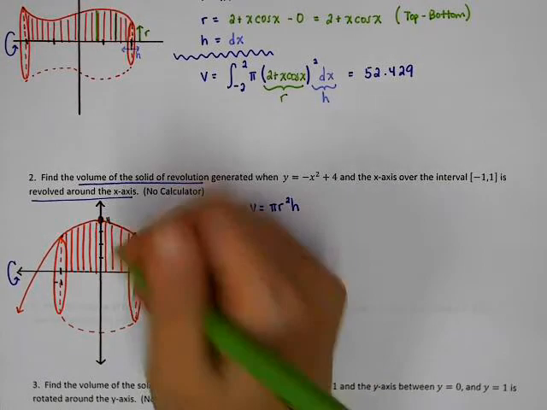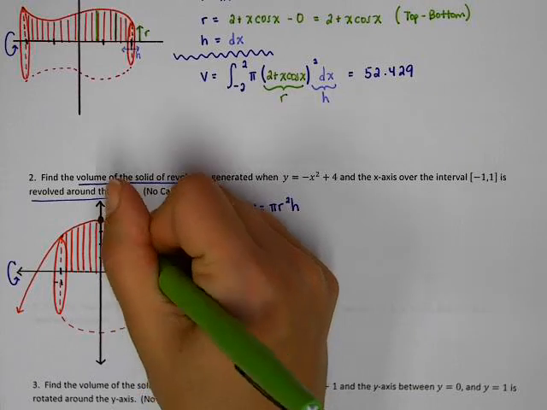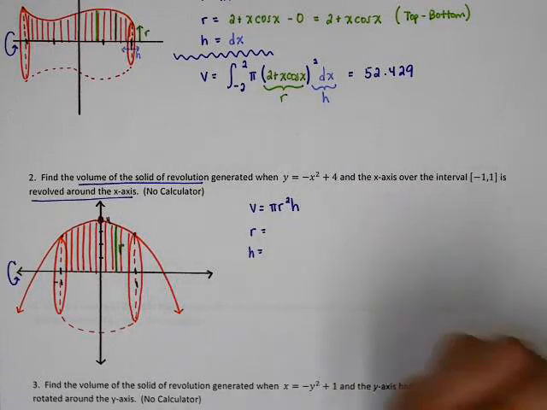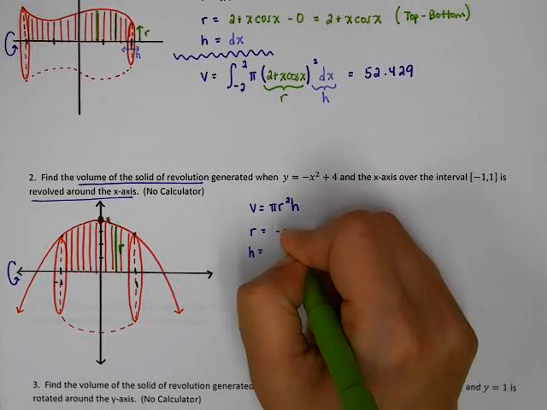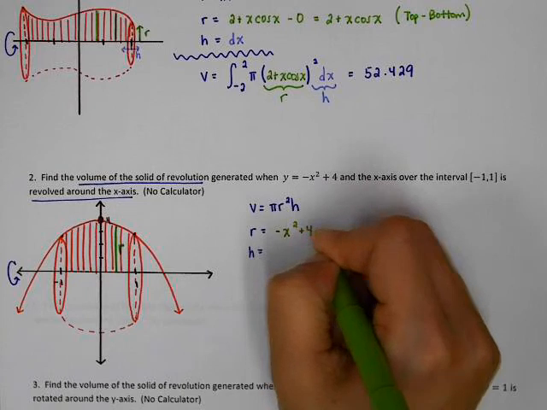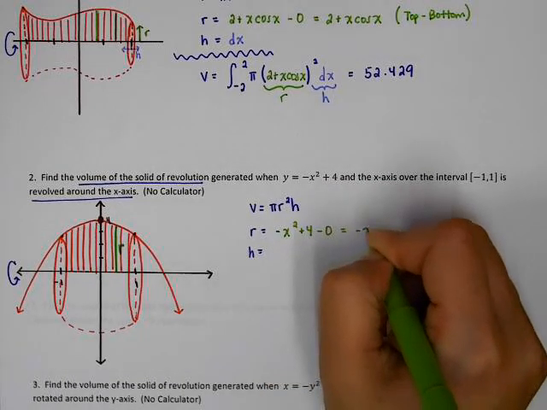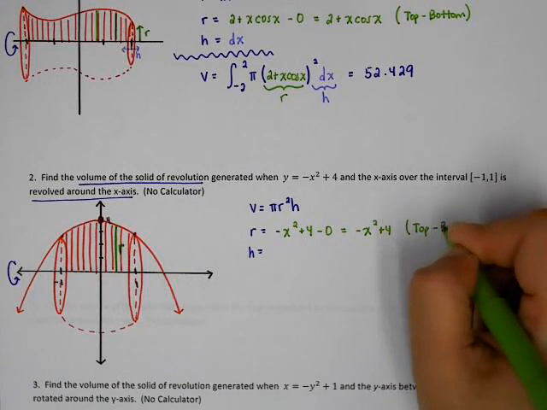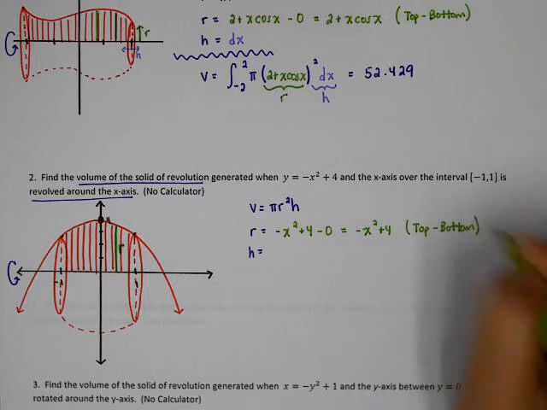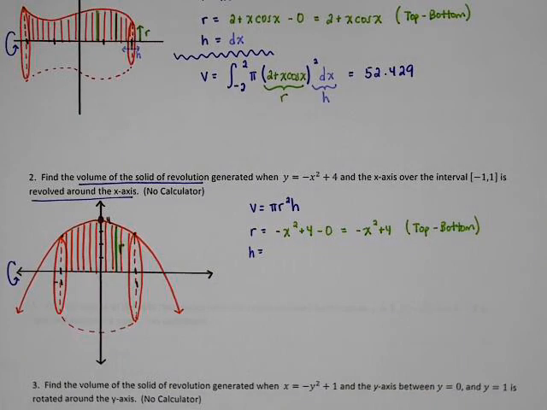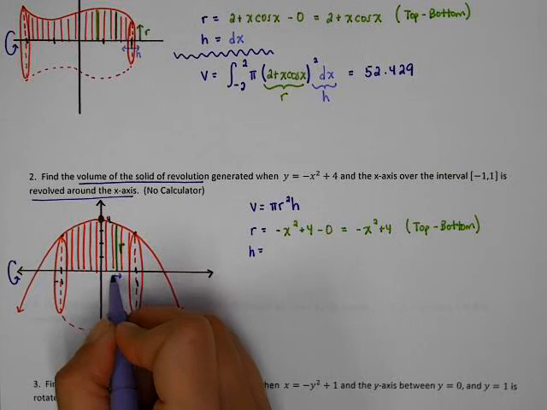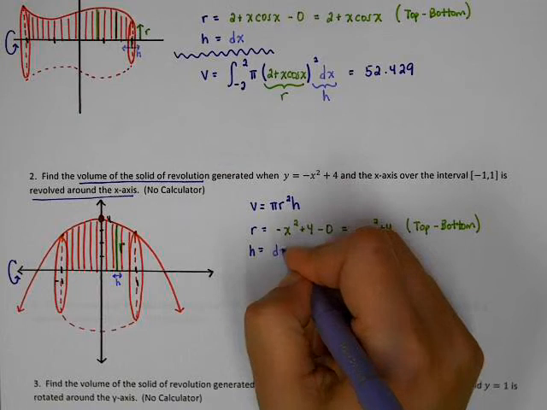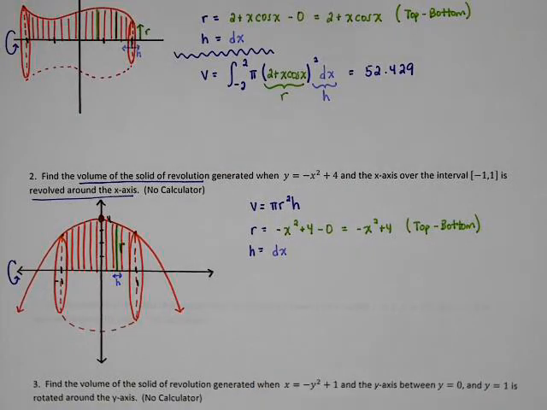Now my r this time would be the distance here. So my r would just be top minus bottom, which in this case would be -x squared plus 4 minus 0, which is -x squared plus 4. And again, I determined that by doing top minus bottom. My h, on the other hand, would be very thin slices going this way. And because those are moving in the x direction, my h would be dx, because dx just means a very small change in x.